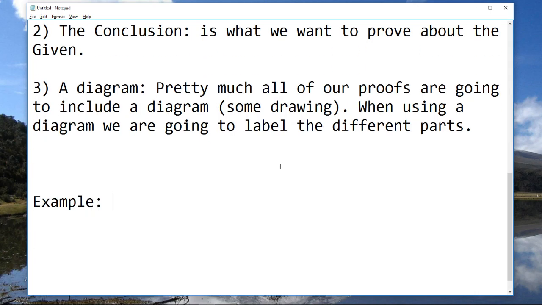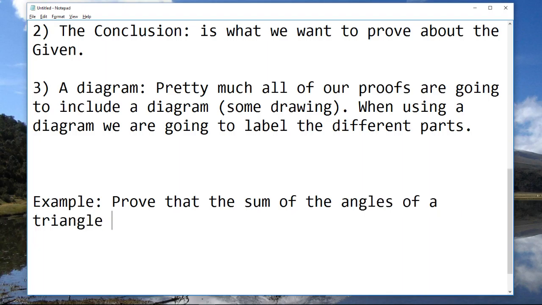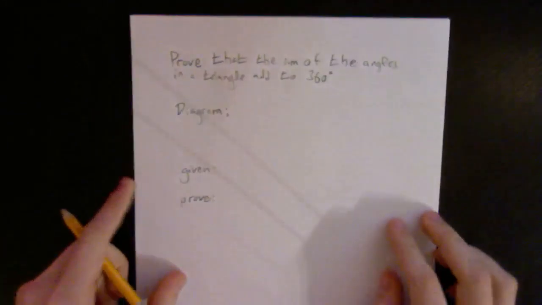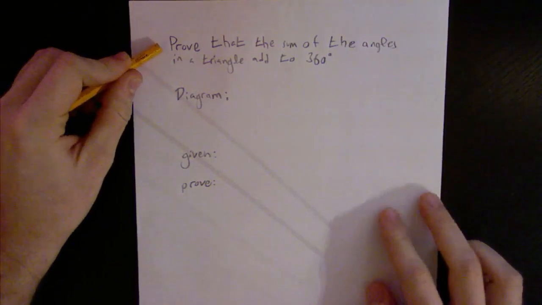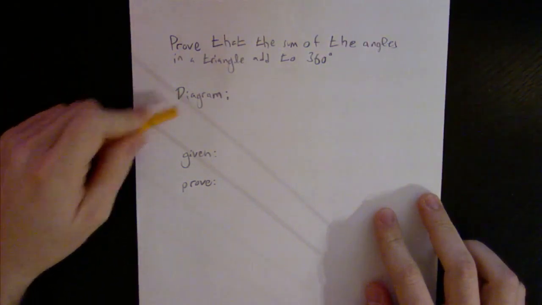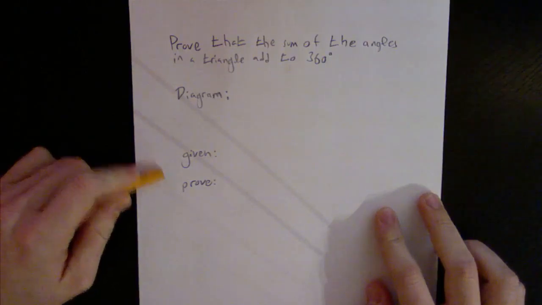So, for the example, we're going to try to prove that the sum of the angles of a triangle is 180 degrees. Okay, so let me move my keyboard over here, and we will take a look at the table. So, where are we? Webcam, boom. All right. Prove that the sum of the angles in a triangle add up to 360 degrees. Well, first I'm going to start with my diagram, and I'm just going to write out the given and what I want to prove. That's all we're looking at today.